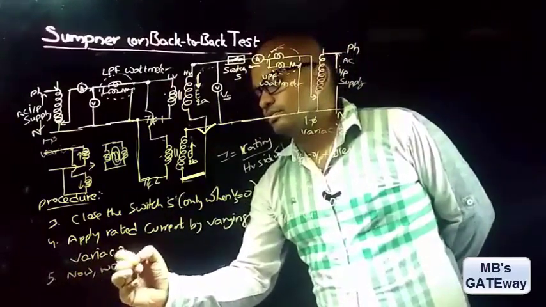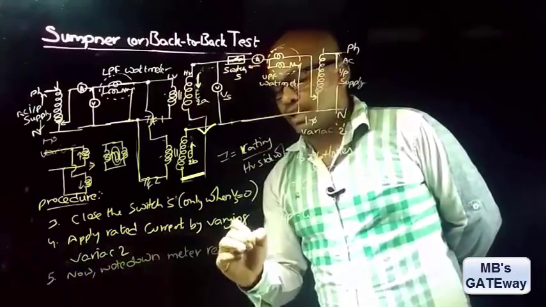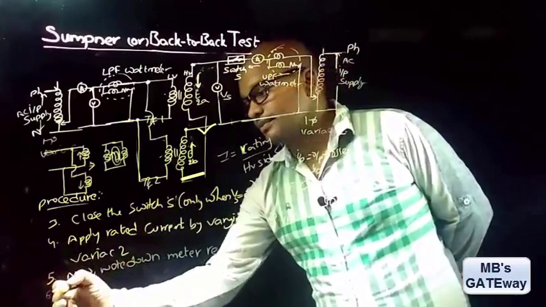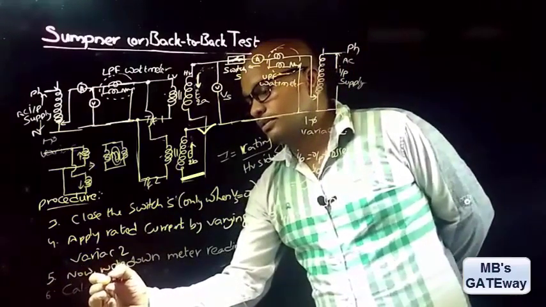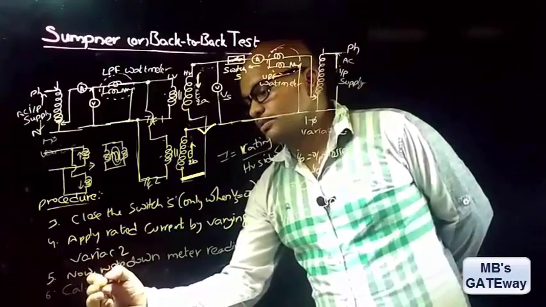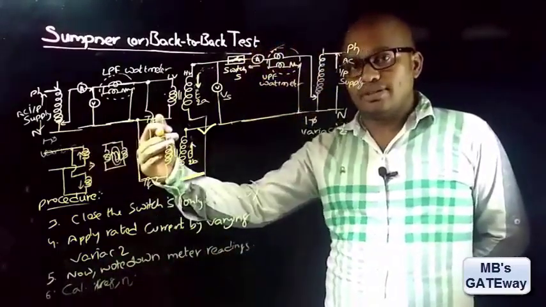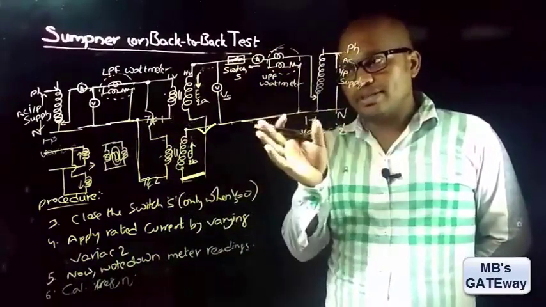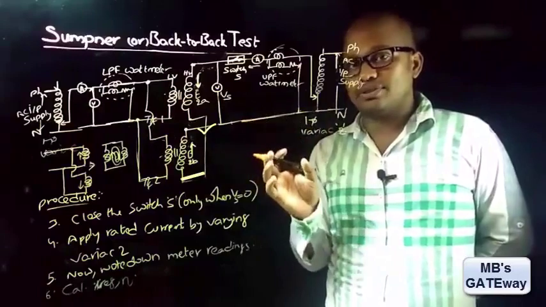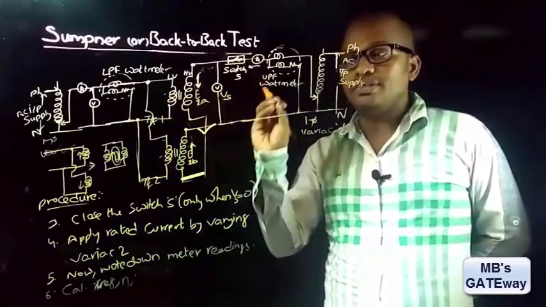note down the meter readings, and then by using these meter readings calculate the percentage regulation and efficiency. If you view from this side, it resembles an open circuit test, and if you view from this side, it resembles a short circuit test. But this Sumpner's test is entirely different from the open circuit test and short circuit test.